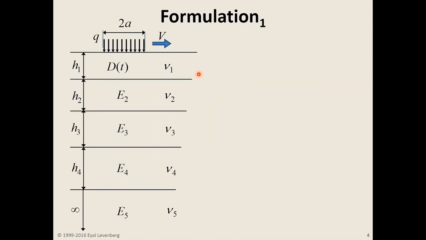Now, the formulation is as follows. We have a 5-layered system where the 5 layers are all characterized by a Poisson's ratio, an elastic modulus (Young's modulus), and thicknesses as shown here, except for the top layer, which is characterized by creep compliance. So the top layer is viscoelastic, while the other layers are linear elastic. This system is loaded over a circular area that carries a uniformly distributed load, and this load patch is moving at a constant speed v.